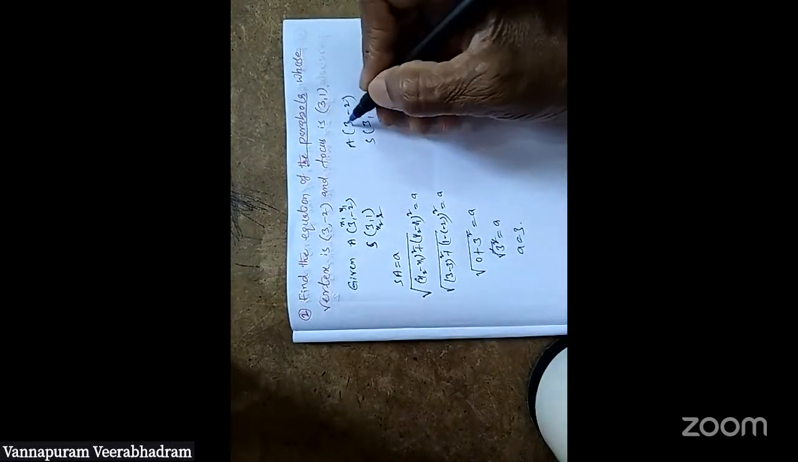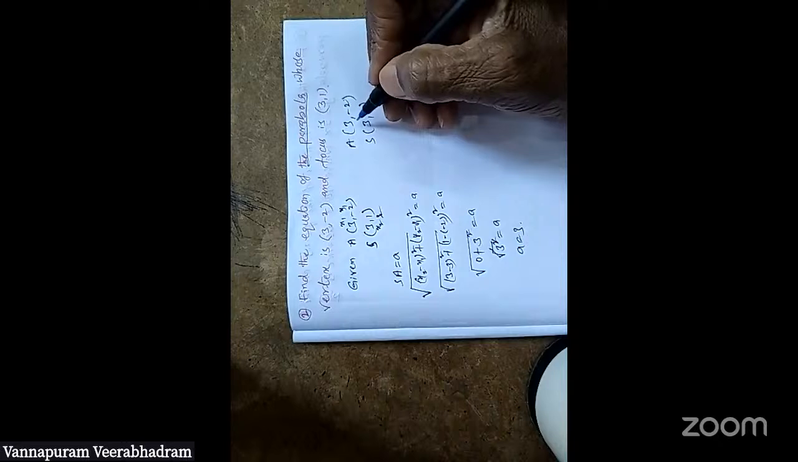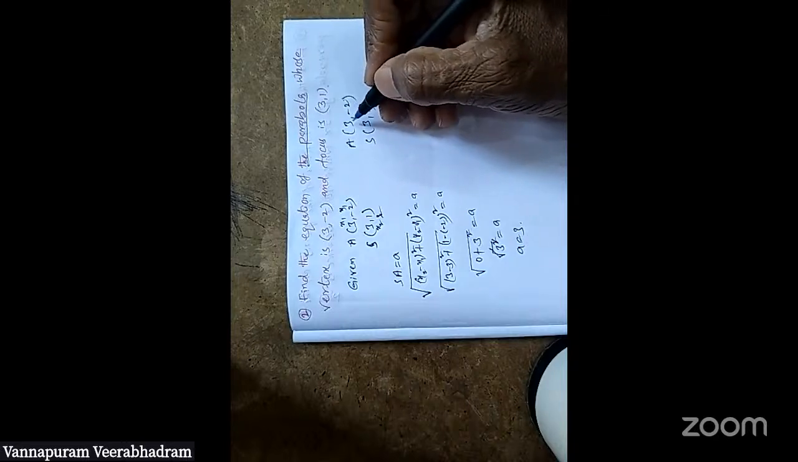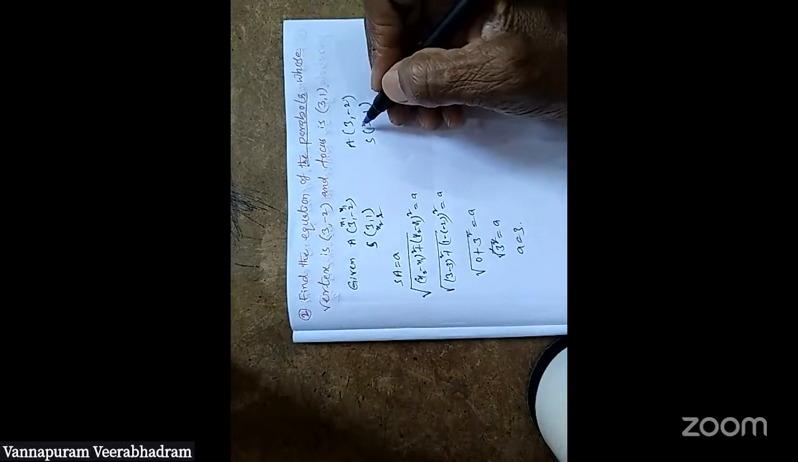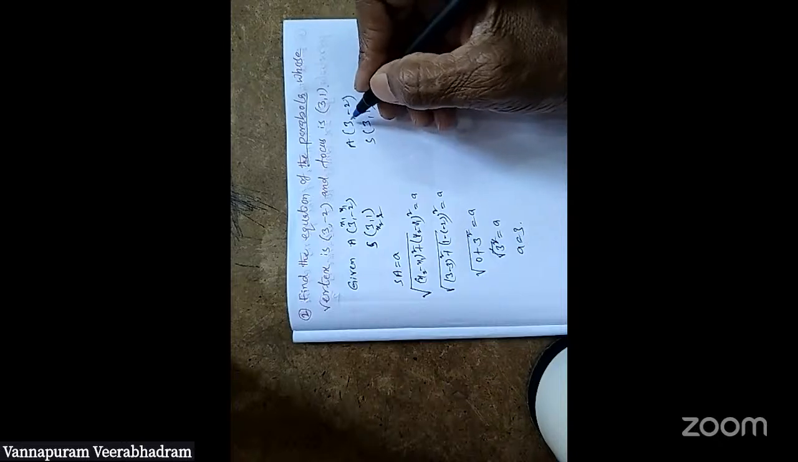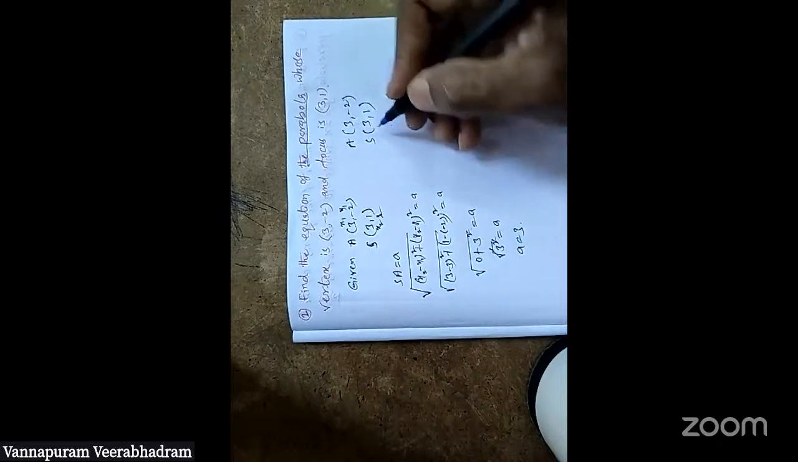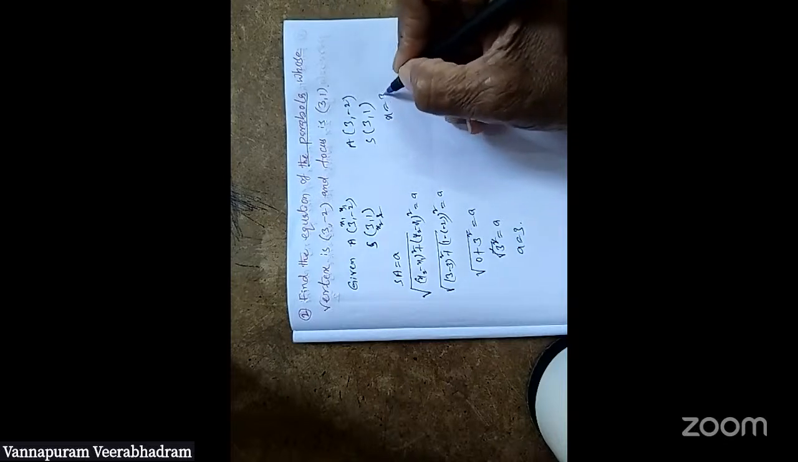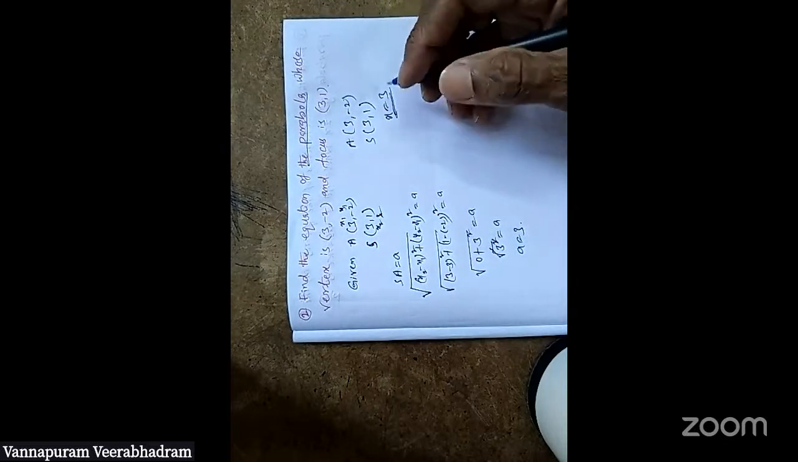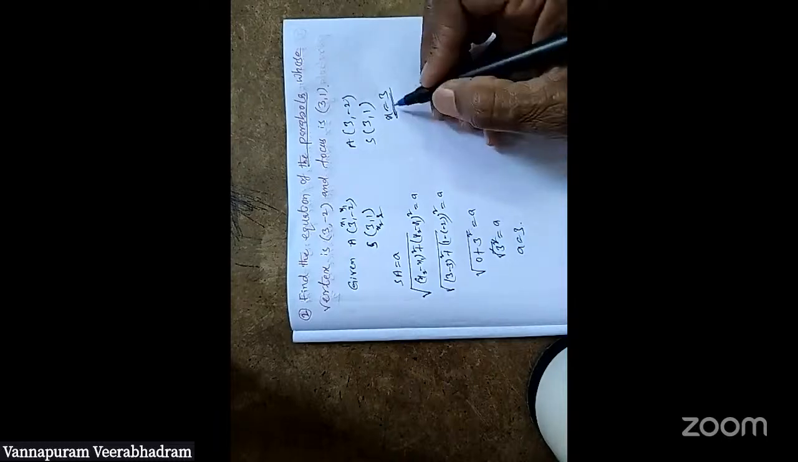So these 2 points have the same x coordinate. Okay? So the 2 points lie on the same line. So the line is which is parallel to, here x coordinate is x equal to 3. So x is equal to 3 is a line which is parallel to y axis.